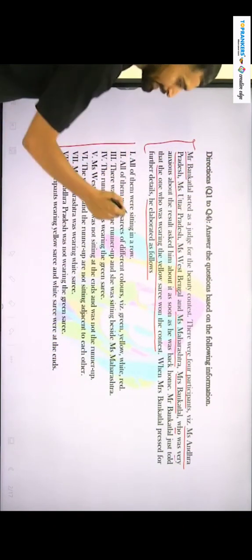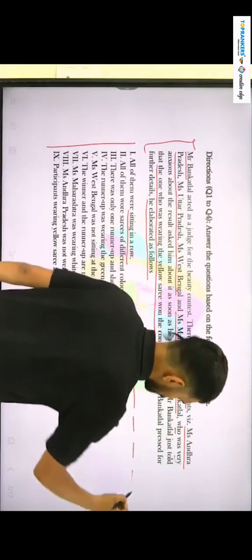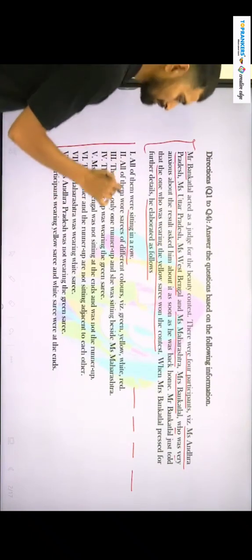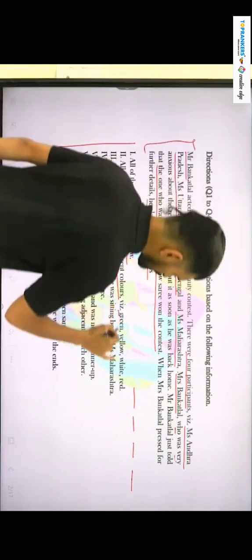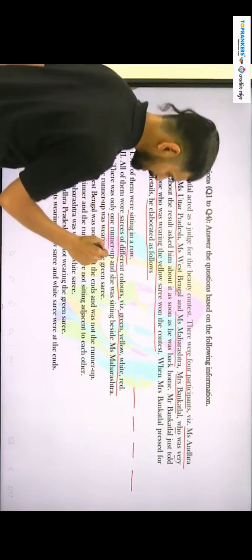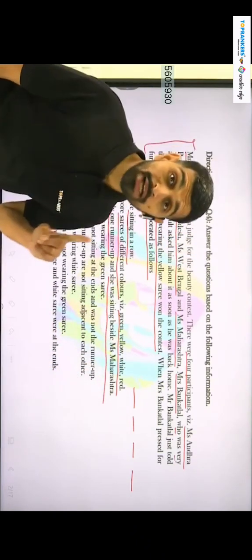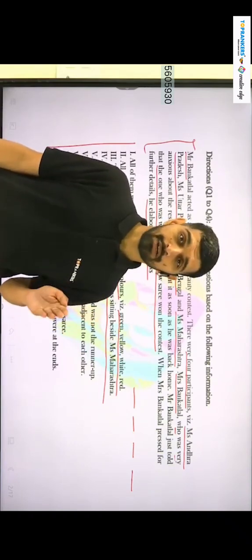All of them were sitting in a row. देखिए पहली लाइन, 4 participants sitting in a row, 1 2 3 4, sitting arrangement linear, ये डिसाइड हो गया। All of them wore saris of different colors, right? The colors are green, yellow, white, red. There was only one runner up and she was sitting beside Miss Maharashtra. One runner up. Runner up is somebody who is just after the winner, right?